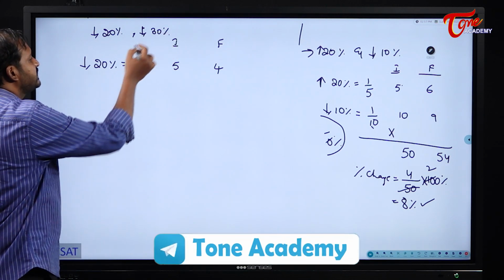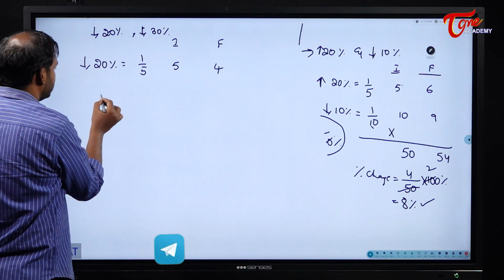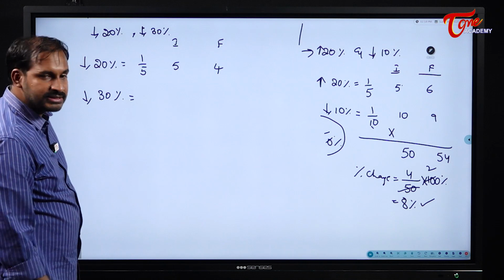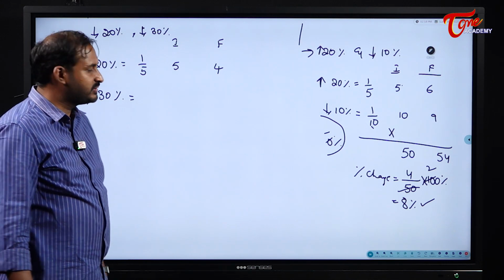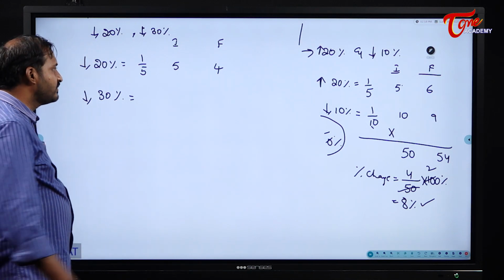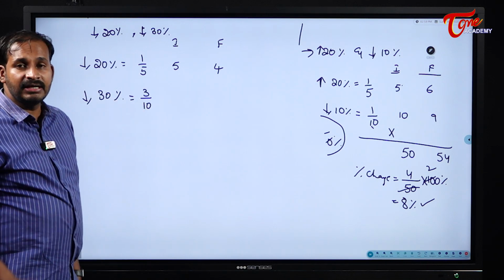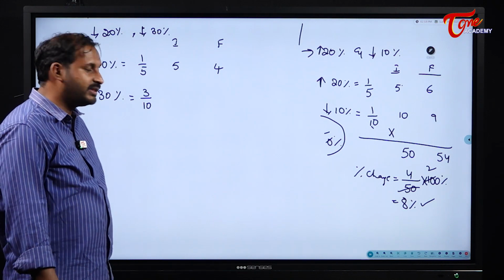Now next, the price is decreased by what percentage? Next, 30%. How will you convert 30% into a fraction, students? How can you convert a percentage to a fraction? By dividing it by 100. So this will become what for me? 3 by 10. 30 by 100, the 0s get cancelled and it is left with 3 by 10.